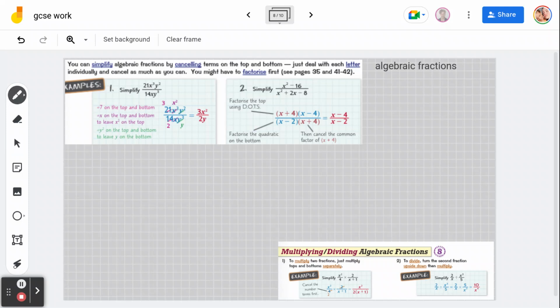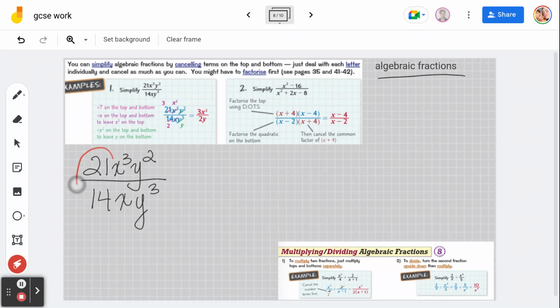Algebraic terms. Algebraic terms are so cool. I gotta say, I kind of geek over them. Simplify 21x cubed y squared over 14xy cubed. We are going to start first with the numbers.